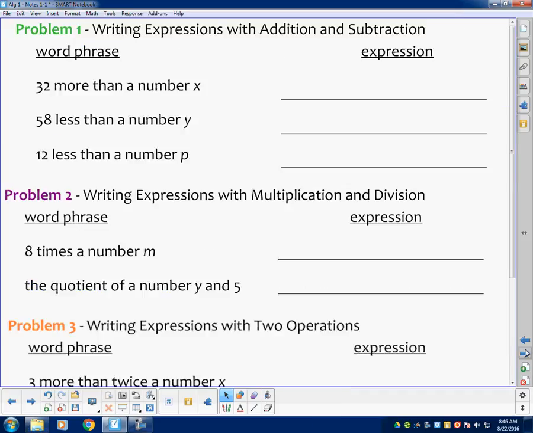All right, a word phrase. It says 32 more than a number. These are word phrases that have addition or subtraction in them. When you see the phrase more than, that means addition. When you have the more with the then or the less with the then, you usually put the number at the end of the phrase. And so it would look like this. X.